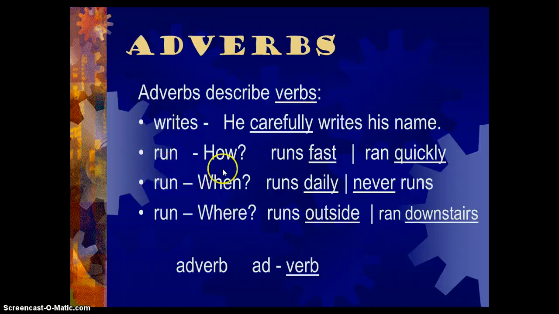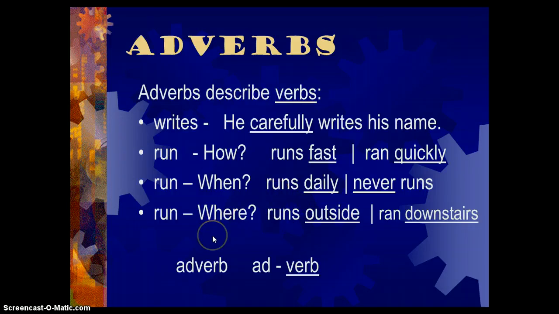We take run again. When did we run? He runs daily, or he never runs. Daily and never are both adverbs. And then run again. How about where? He runs outside. He ran downstairs. So these are also describing a little more about the verb.